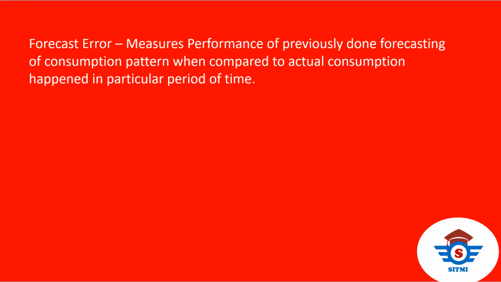Forecast error is an indicator used to understand the performance of previously done forecasting of consumption pattern when compared to the actual consumption that happened in a particular period of time. Hence, one of the ways to check the quality of demand forecast is to calculate the forecast error. Forecast error is simply the deviation of actual demand from the forecasted demand. If you can calculate the level of error in your previous demand forecast, you can factor these into future ones and make the relevant adjustments to your planning.